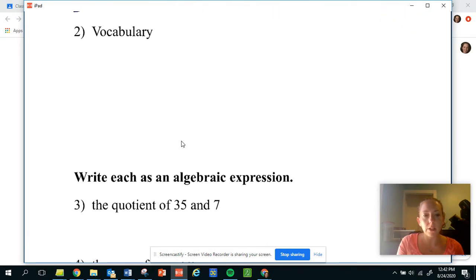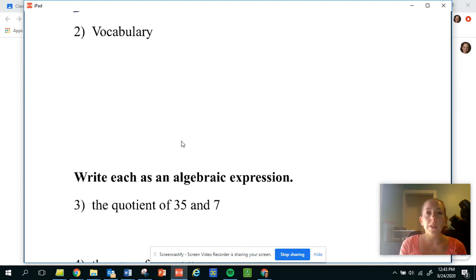Next, we're going to talk about translating back and forth between words and what are called algebraic expressions. An algebraic expression is basically letters and numbers, or variables, coefficients. The difference between an expression and an equation is that an expression won't have an equal sign. Like 5x plus 2 would be an expression, but 5x plus 2 equals 12 would be an equation. So right now we're just dealing with expressions.